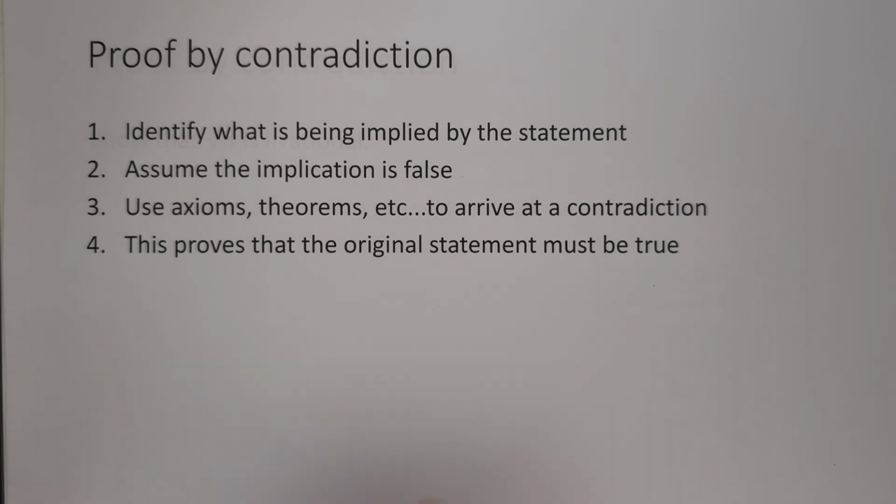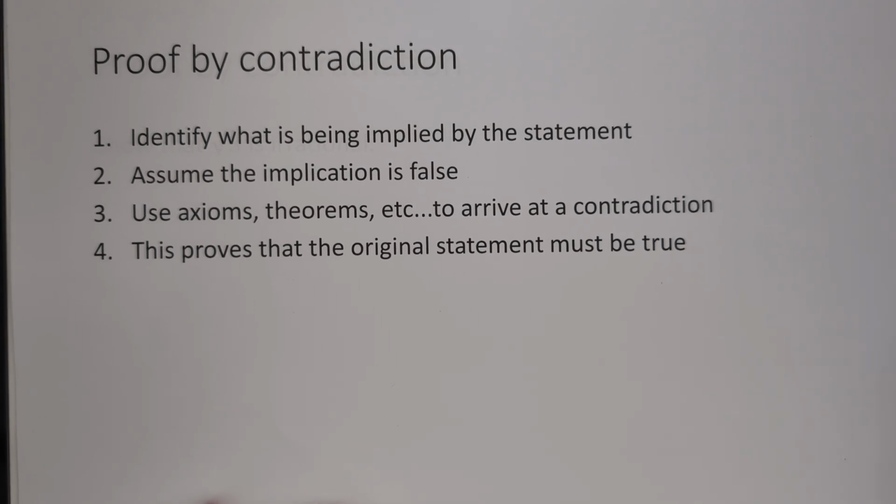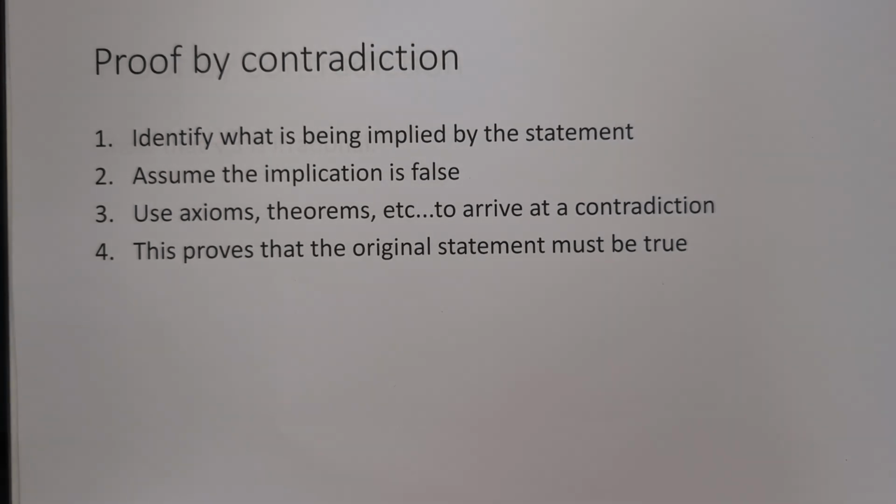In a proof by contradiction, we're going to first identify what's being implied by the statement and assume that this implication is false. Then we're going to do some math, using axioms, theorems, definitions, and properties, to arrive at a contradiction. And because that's a contradiction, we've proven that the original statement has to be true.